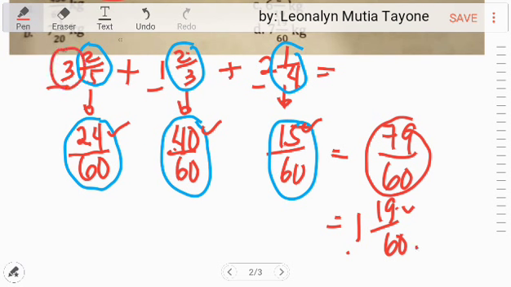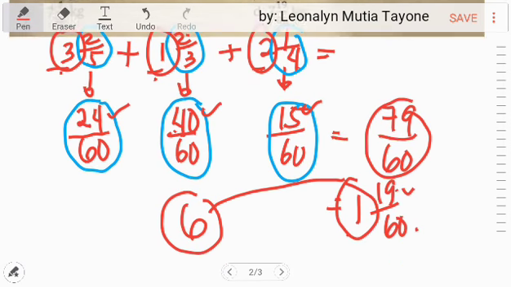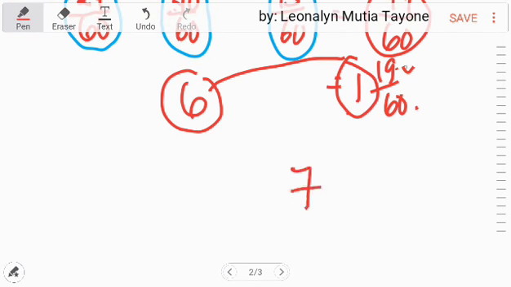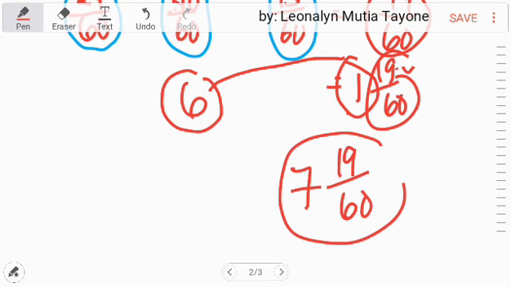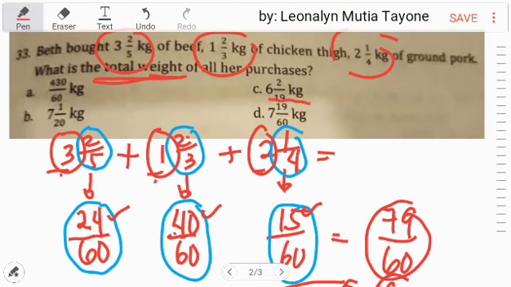Huwag kalimutan yung mga whole numbers natin. I-add natin yan. 3 plus 1 plus 2 equals 6. Itong whole number na 6, i-add mo sa whole number mo na 1. And that is 7. So, kopyahin yung fraction mo na 19 over 60. So, ang sagot dito ay 7 and 19 over 60. Letter D. Ulitin ko para sa mga nalilito lang.